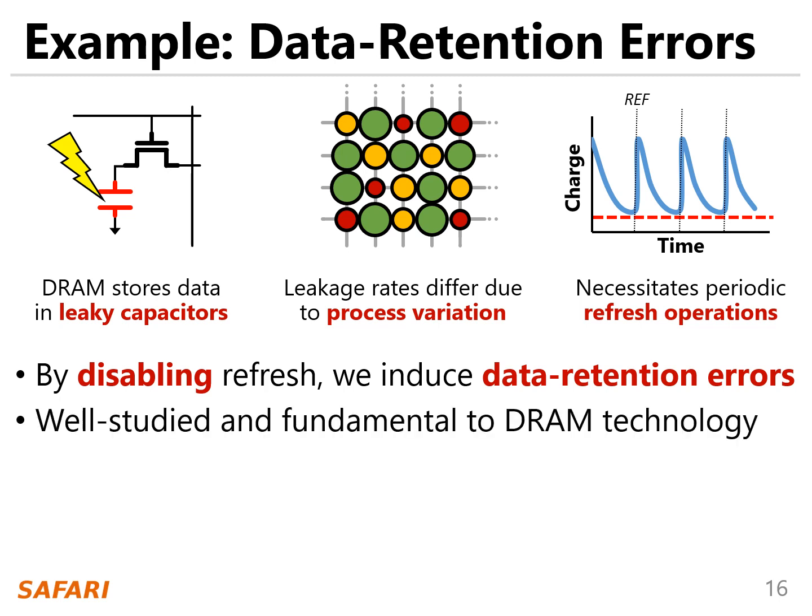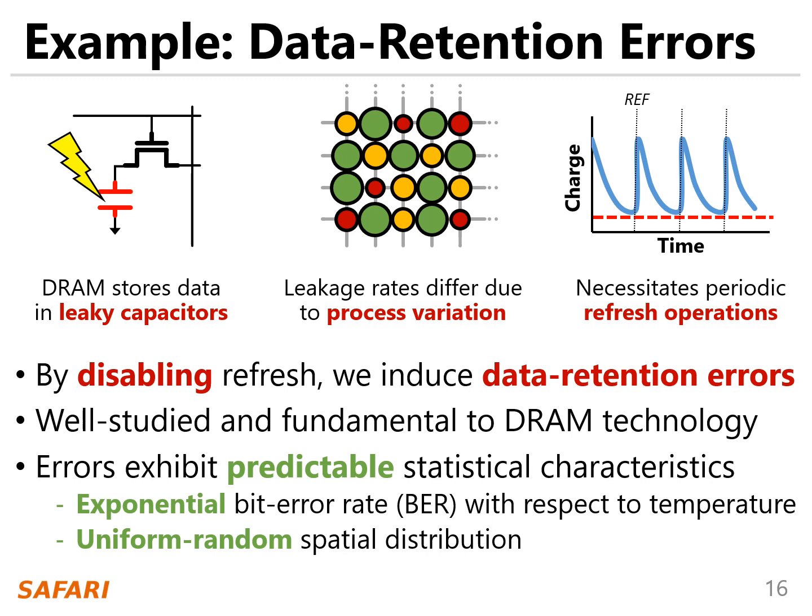And data retention errors are well studied and are fundamental to DRAM technology. Most importantly for our work, data retention errors exhibit predictable statistical characteristics. And here I provide two examples of such characteristics. First, we expect data retention errors to follow an exponential relationship, exponential bit error rate with respect to temperature. And second, we expect data retention errors to be uniform randomly distributed throughout the device.